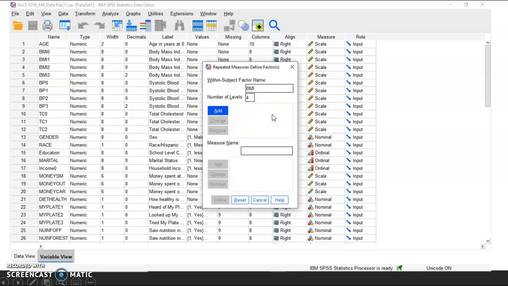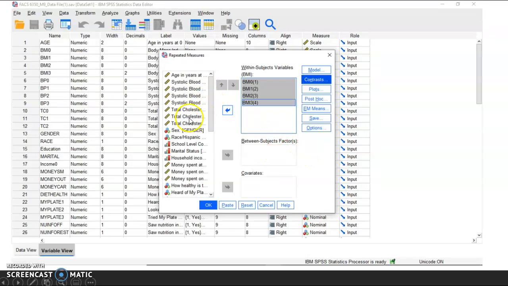So what I am testing for in this example is BMI in the same group of people over a time period at baseline, year 1, year 2, and year 3. So I have 4 levels. And so I added those. And then I take those from over here, and I put them on the left, and I put those measures right here.